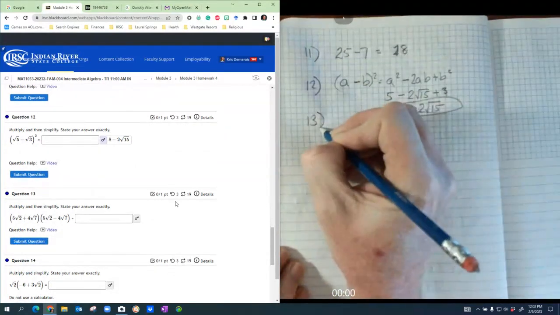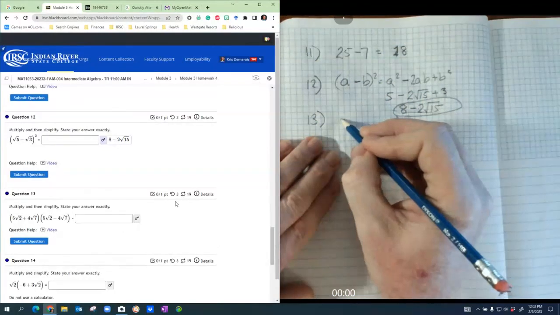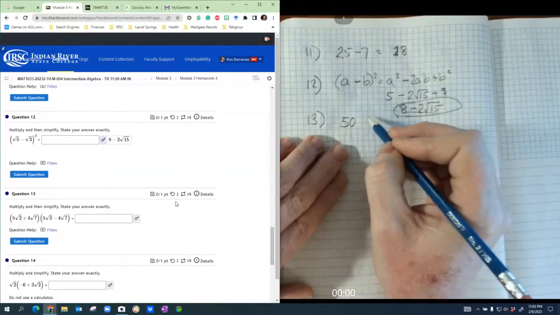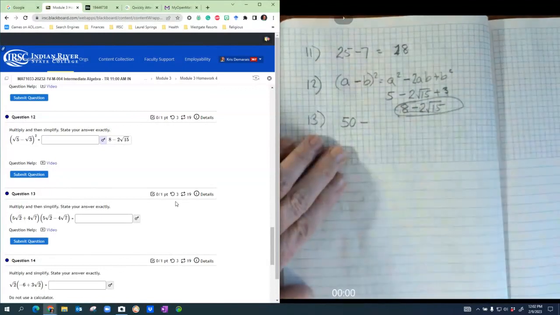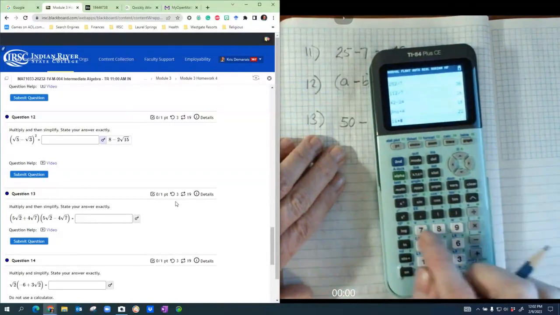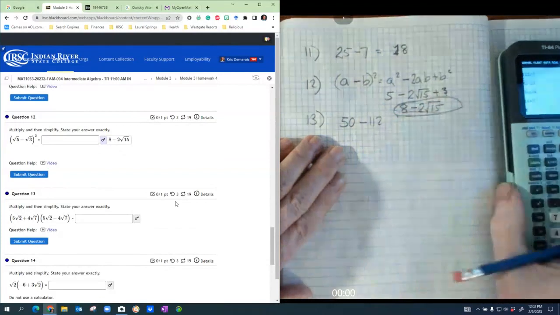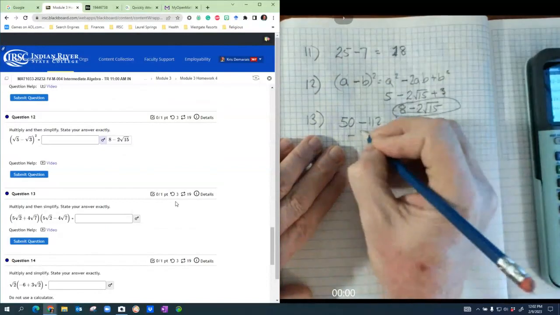All right, 13. It's difference of two squares again. So what I'm going to get is 25 times 2 is 50. And then I'm going to get minus 16 times 7. Now, I don't know what 16 times 7 is off the top of my head. 16 times 7 is 112. And then take 112 minus 50 from it, and that gives us negative 62.